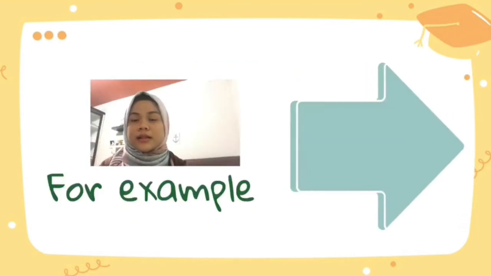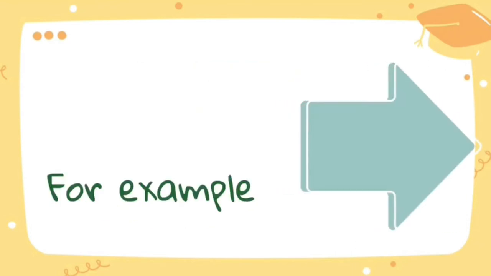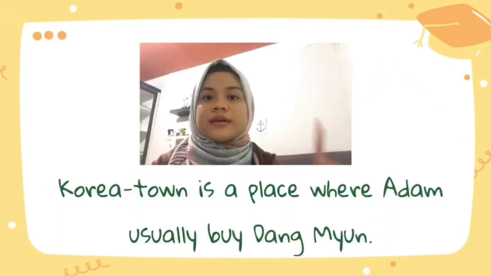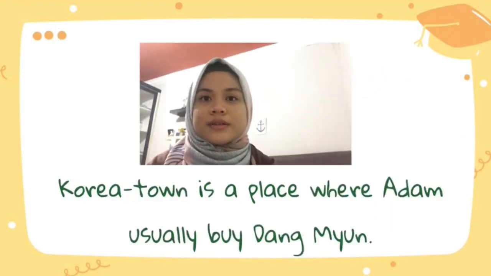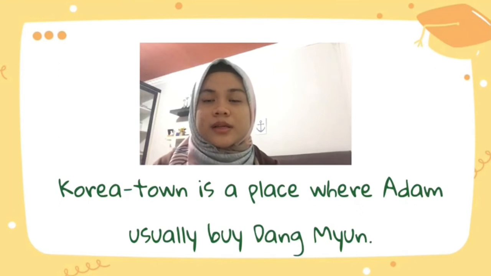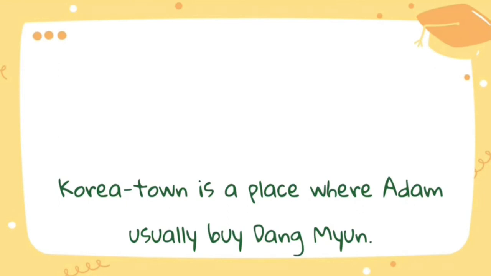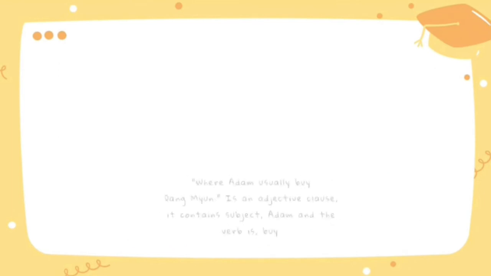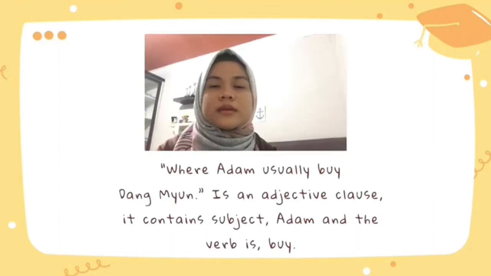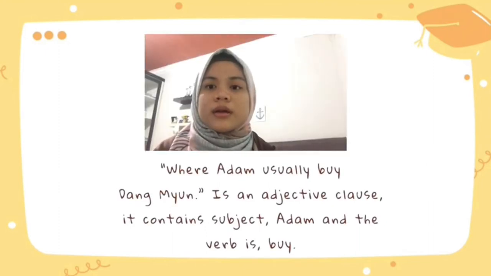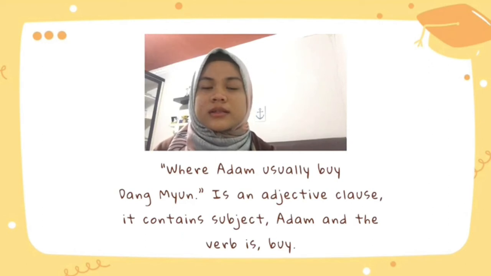For example, first, Koreatown is a place where Adam usually buys dangmyeon. Where Adam usually buys dangmyeon is an adjective clause. It contains subject, Adam, and the verb is buy.